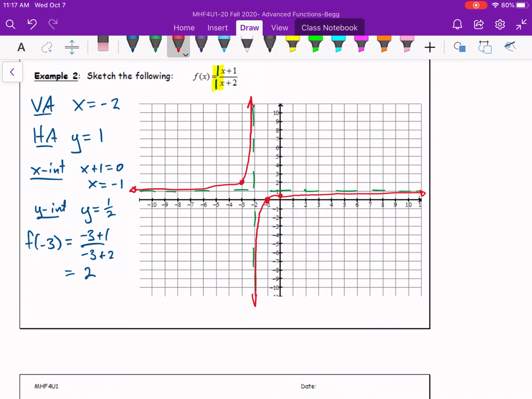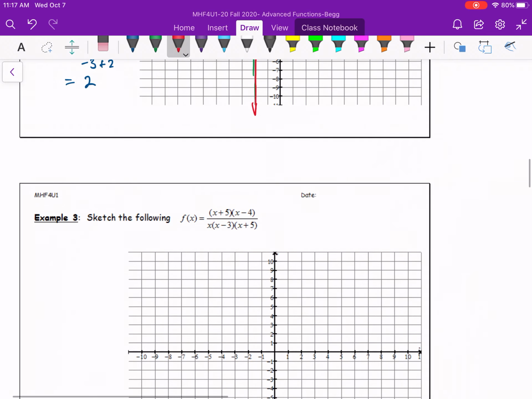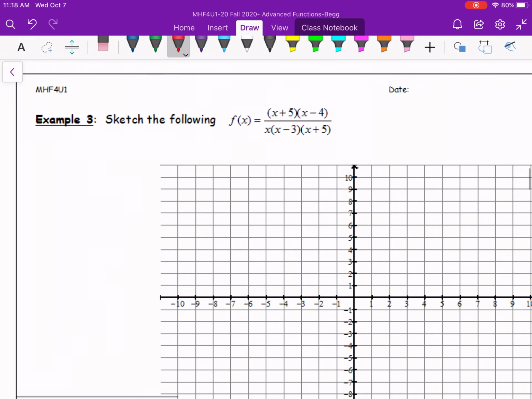So it doesn't take long, right? Let's try another one. Here we've got a degree 2 quadratic over degree 3 cubic.